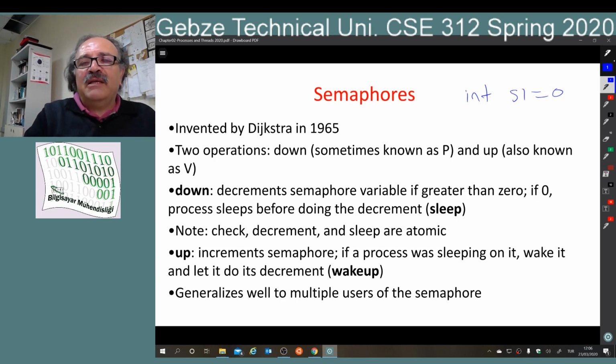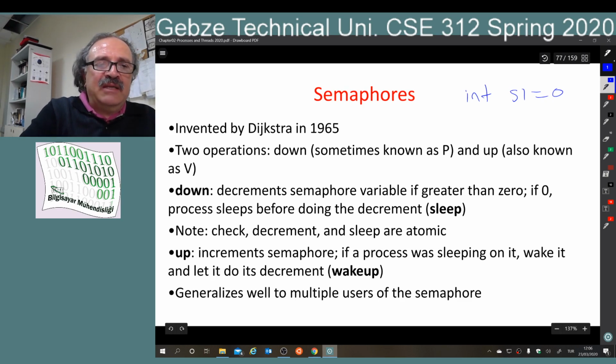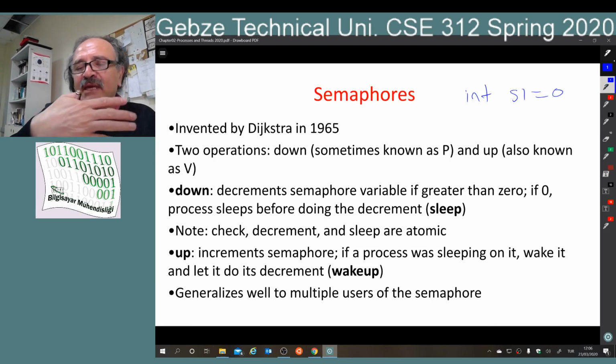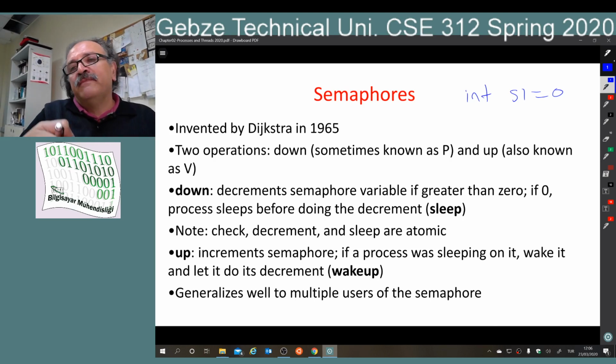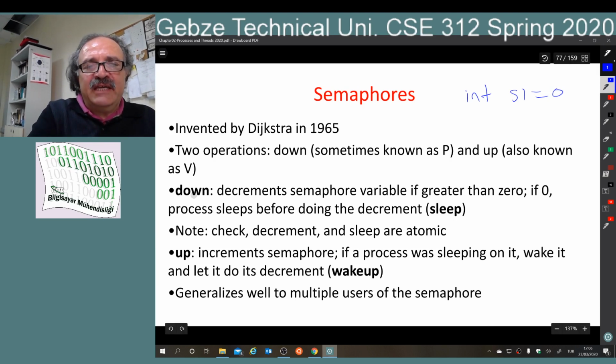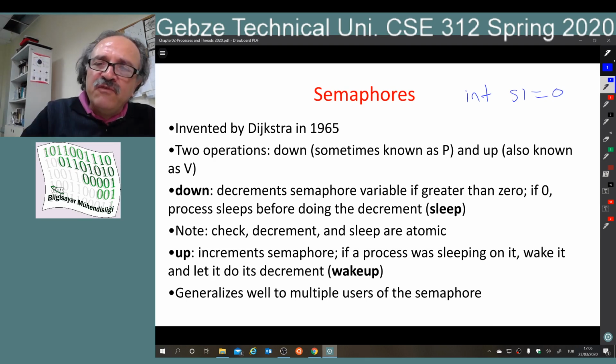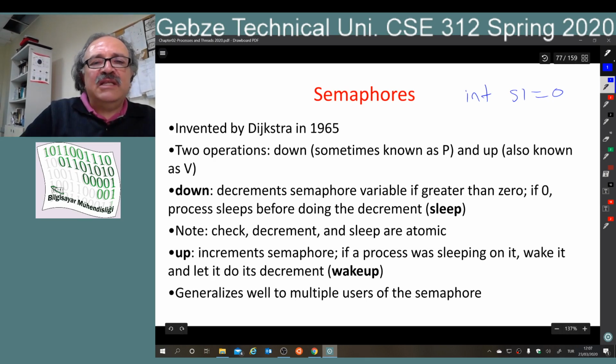But I don't increment or decrement these using the regular operators. I ask the operating system to decrement and increment it. Okay, so you need to make a system call, or you need to ask your threads library to make this incrementation and decrement. What does down do? Down does this. Decrements the semaphore variable if it is greater than 0. If it is 0, it is doing something else. But if it is greater than 0, let's say its value is 5, it just decrements it. That's it. If the value is 0, it just goes to sleep before doing the decrement.